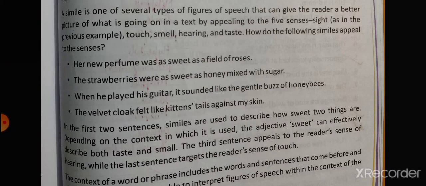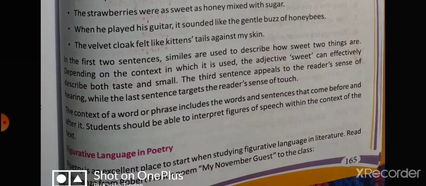So the first two sentences' similes are used to describe how sweet two things are, depending on the context in which the adjective sweet can effectively describe both taste and smell. The third sentence appeals to the reader's sense of hearing, while the last sentence targets the reader's sense of touch. So these four sentences also tell us that in the first one we are smelling, second we are tasting, third we are hearing, and last one we are touching. All right, so in simile we actually describe these five things also.